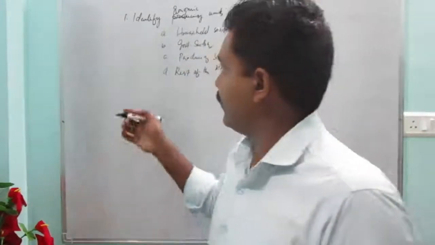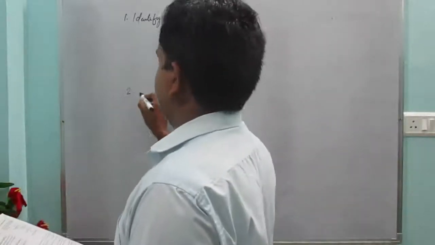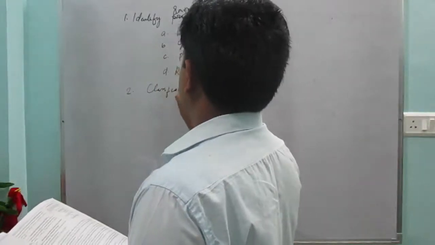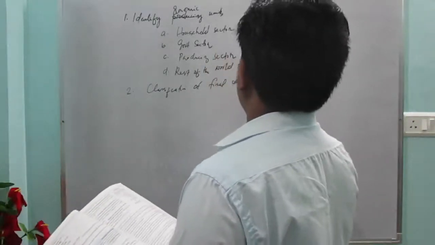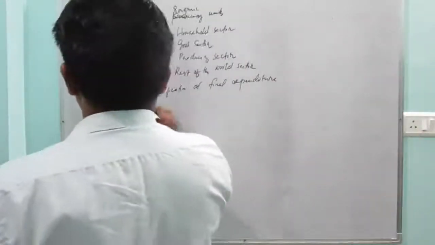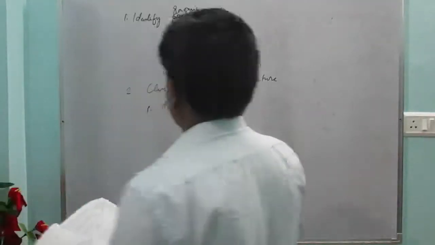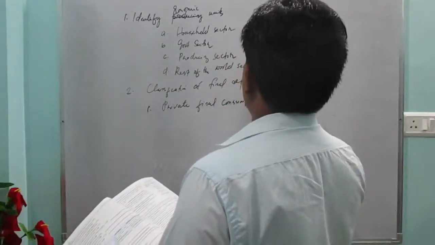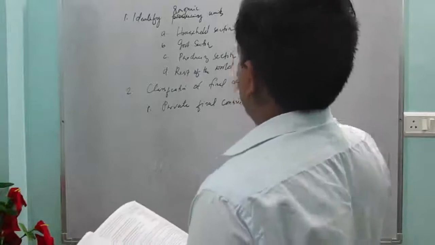Now the work before us is to find out national income using the expenditure method. For that, first we identify the producing units, and secondly, classification of final expenditure. That's the second one, and in that many parts are there. You have to search for the private final consumption expenditure. First one, household field.